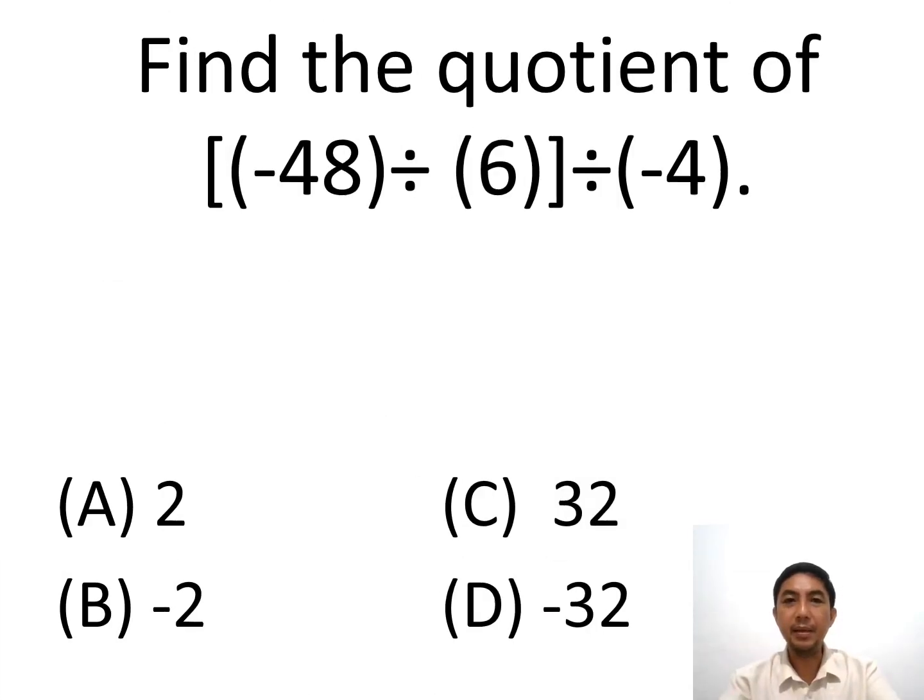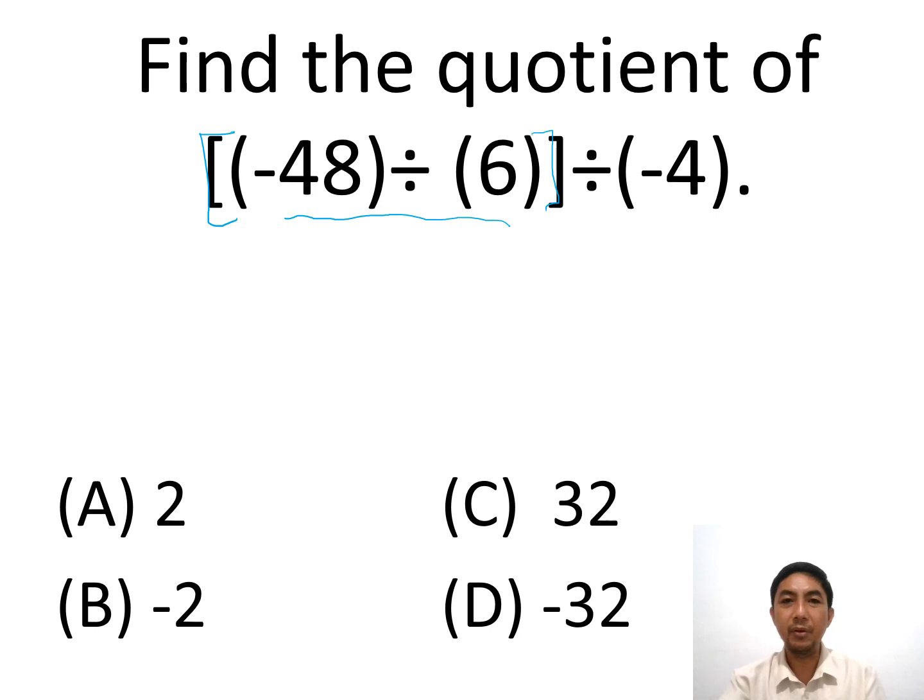Another example, find the quotient of negative 48 divided by 6 divided by negative 4. Now here, you are going to use the left to right process, meaning you are going to divide from left going to the right. And besides, this particular symbol is a grouping symbol. So we need to divide first the numbers inside the parentheses or the grouping symbol.